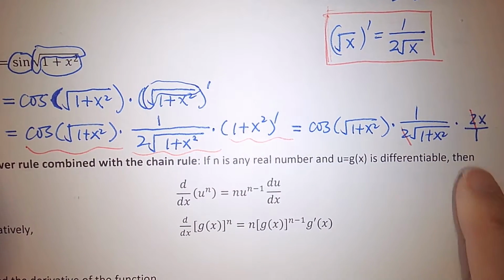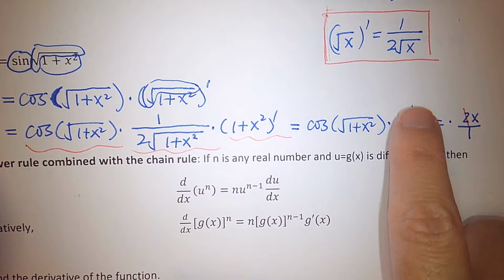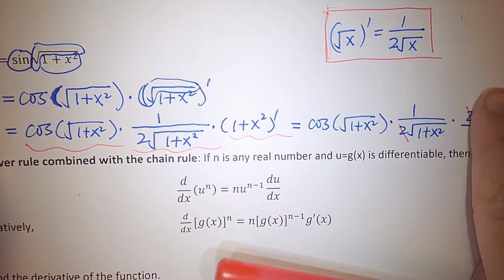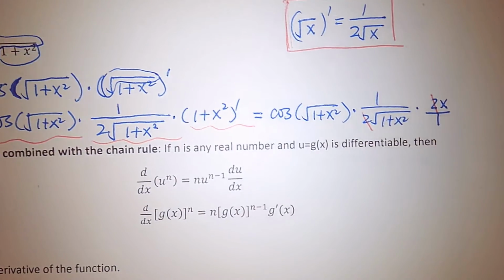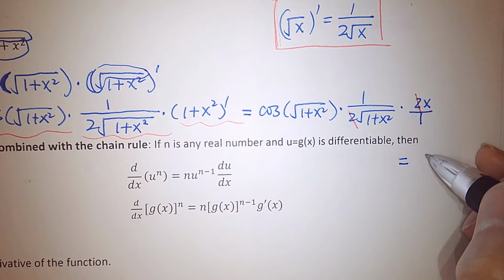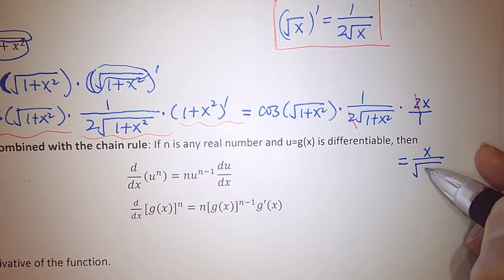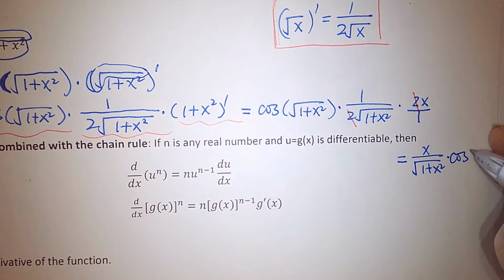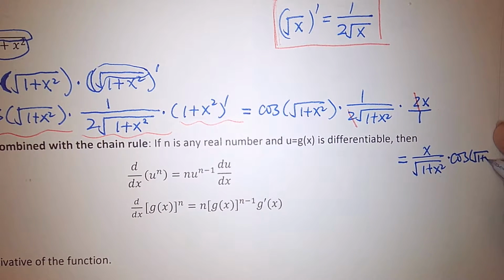The 2 and 2 cancel out. Okay. So this x you can write on the top of this fraction. Okay. So you can combine. I'm going to write one more step. So the conclusion is x over square root of 1 plus x squared times cosine of what? Square root of 1 plus x squared.